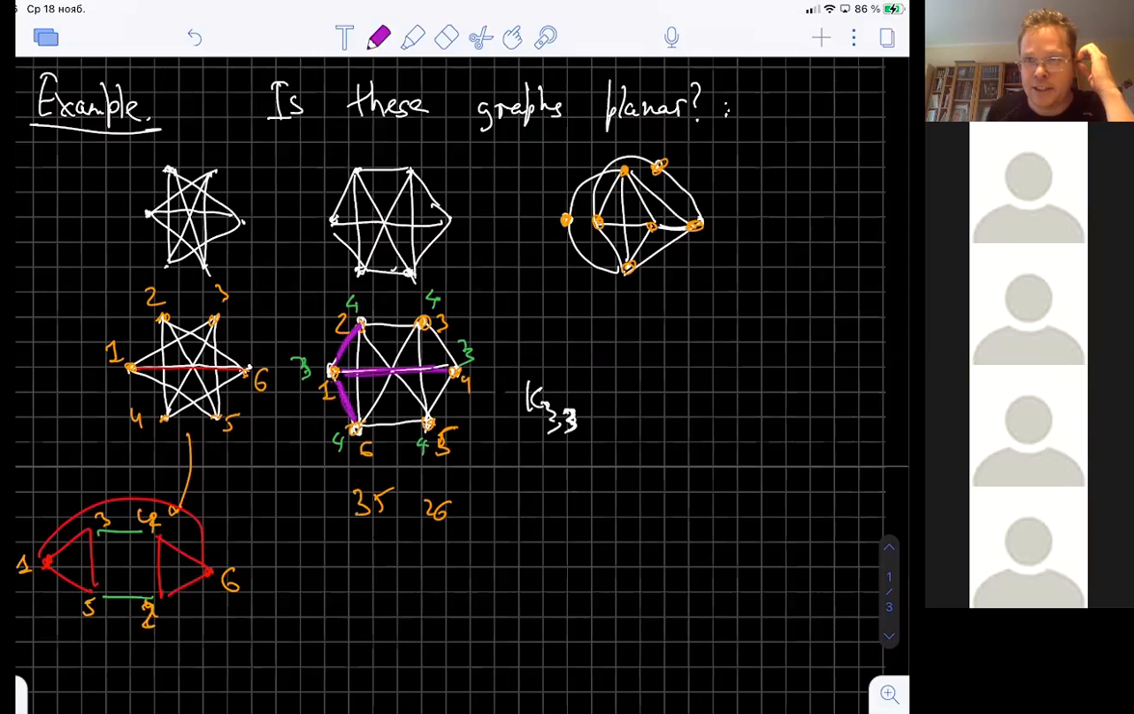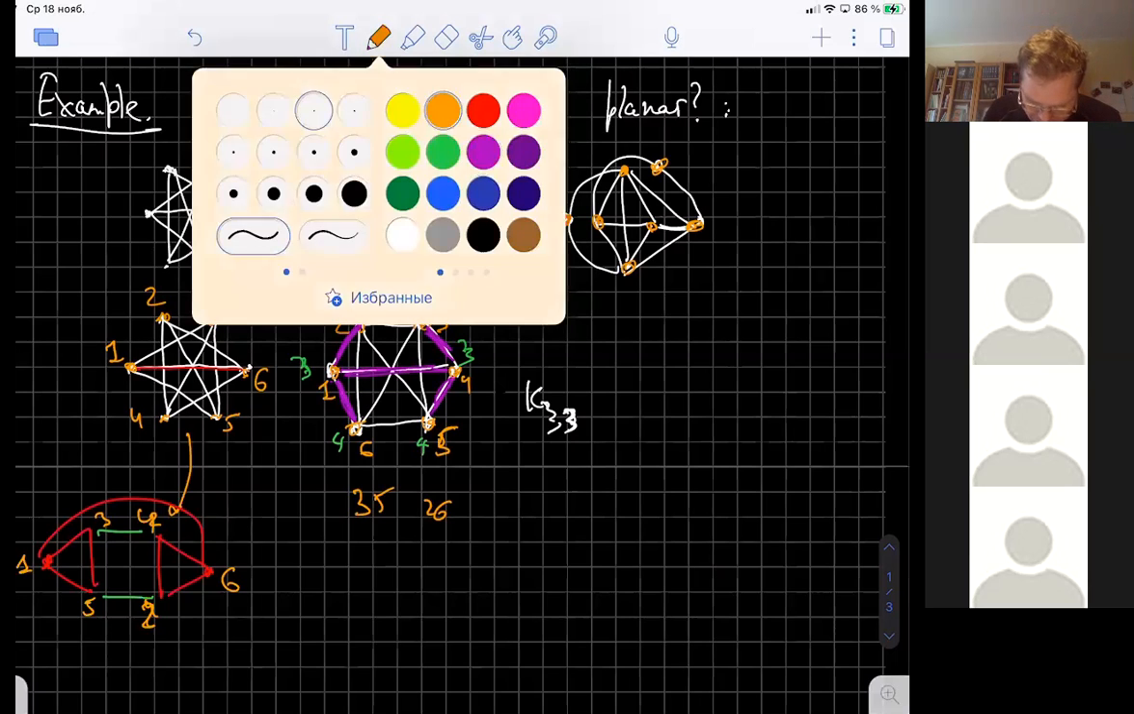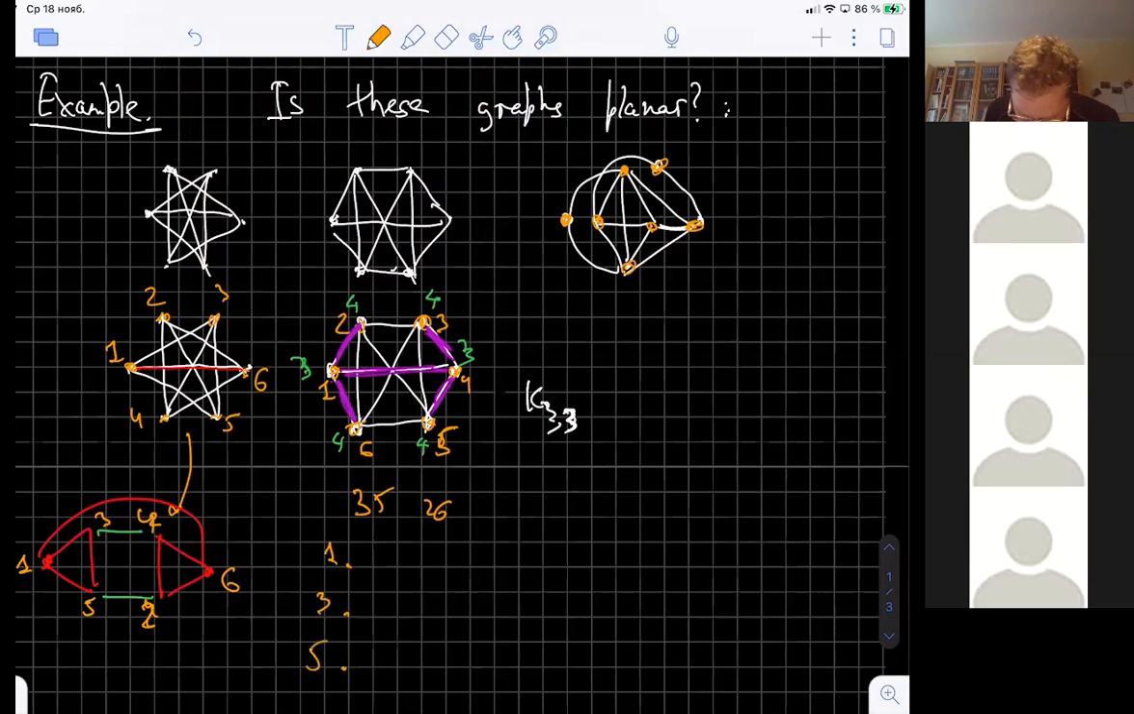if we have a chance that it will be bipartite, so it will be K3,3, then one part will contain the vertices 2, 4, 6, and the other one must contain 1, 3, 5. So let's draw these vertices here: 1, 3, 5, 2, 4, 6, and look at what our edges are. So we have 1 connected with 2, 4, and 6, 2 connected with 1, 5, and 3, 3 connected with 2, 4, 5, and 6.